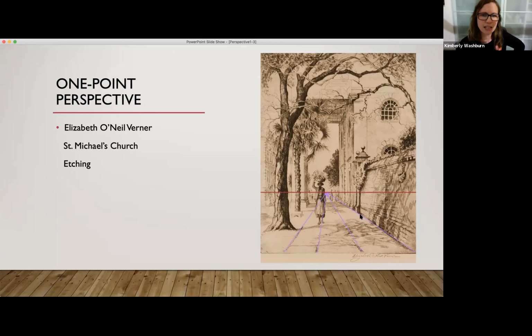Let's look at that. Here we go. If we follow those lines, that red line is about our horizon line, and these lines all sort of meet right about here, just to the right of where this lady is standing. So that would be our vanishing point. So when we're taking a look at drawings and paintings, if we want something to look three-dimensional or look like it's going back into space, we can use one-point perspective.